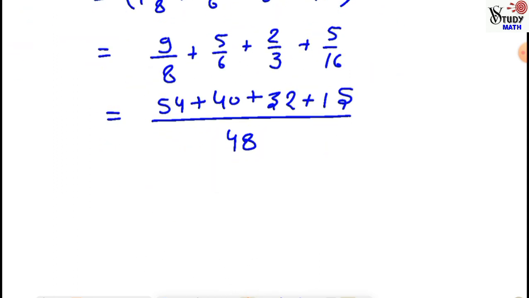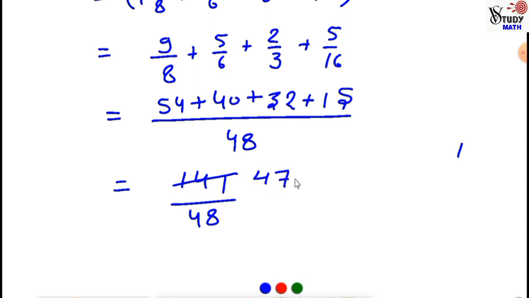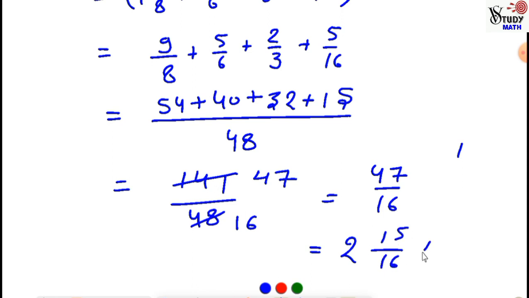So 4 and 6, 6 and 5, 11, 1 is carry forward. 5 and 4, 9, 3, 12, 1, 13, 1, 14. Now cut by 3, 4 times, 7 times, by 3, 1 time, 6 times. So we have 47/16, or in mixed fraction 2 15/16 kilometer. This is the total distance traveled by Rohit in all.